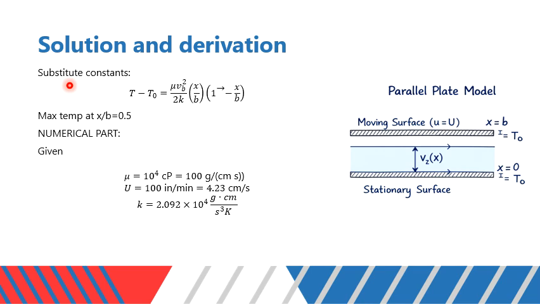Now we will substitute the formula, and with differentiating dT by dx we will get maximum temperature. Maximum temperature will be attained at x by b equals 0.5.